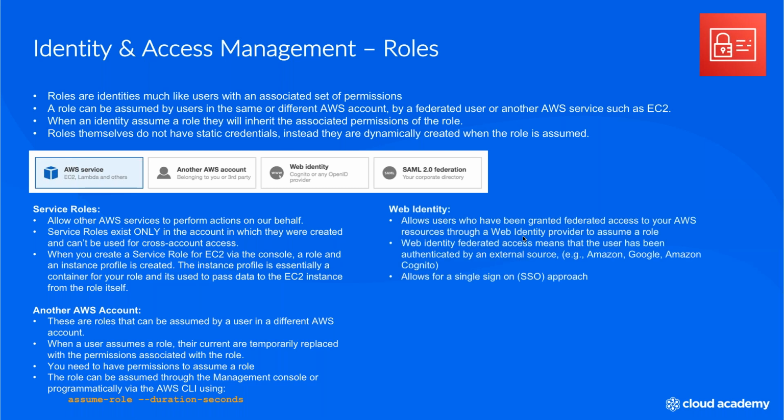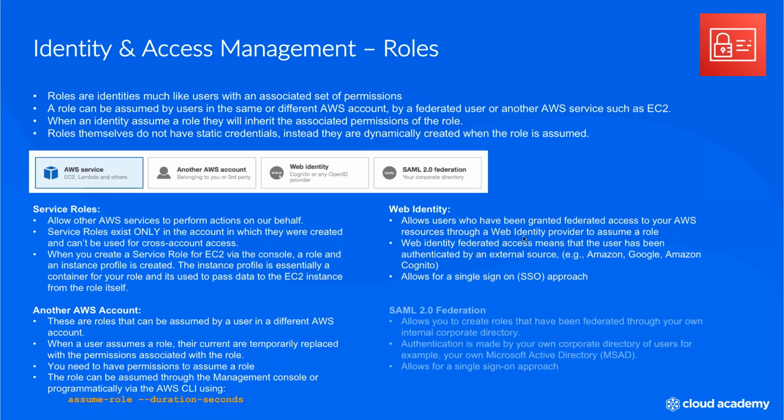Web identity. So this option allows users who have been granted federated access to your AWS resources through a web identity provider to assume these roles instead of via a user that has been created within IAM. So federated access simply means that the user has been authenticated by an external source. And in the case of web identity federation, this could be via well-known identity providers known as IDPs, such as Amazon, Google, Facebook, or even Amazon Cognito. I'm sure you've seen it on various websites where you'll be asked to log in and you can use one of these web identity providers as your authentication.